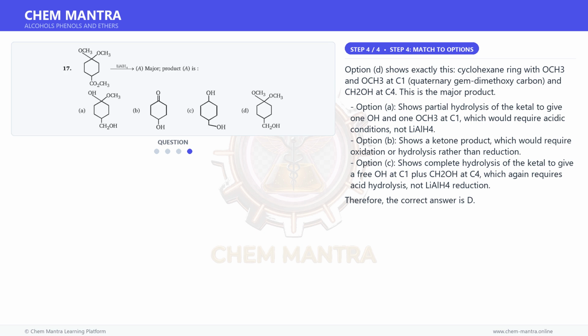Option A shows partial hydrolysis of the ketal to give 1 O and 1 OCH3 at C1, which would require acidic conditions, not LiAlH4. Option B shows a ketone product, which would require oxidation or hydrolysis rather than reduction. Option C shows complete hydrolysis of the ketal to give a free O at C1 plus CH2OH at C4, which again requires acid hydrolysis, not LiAlH4 reduction.